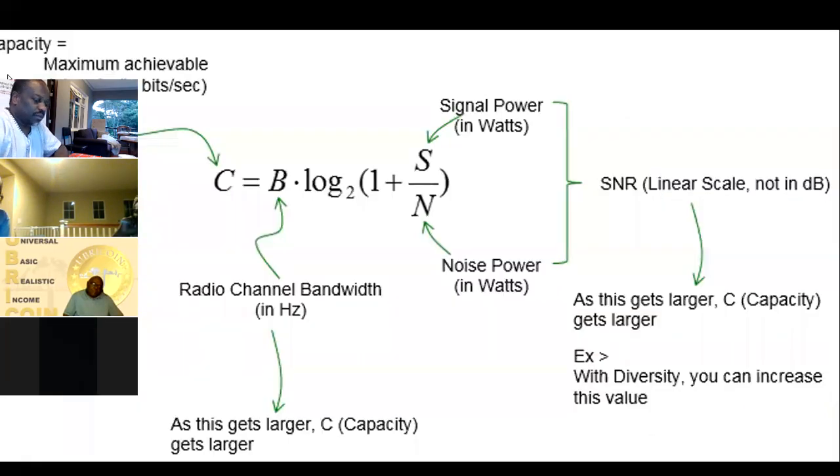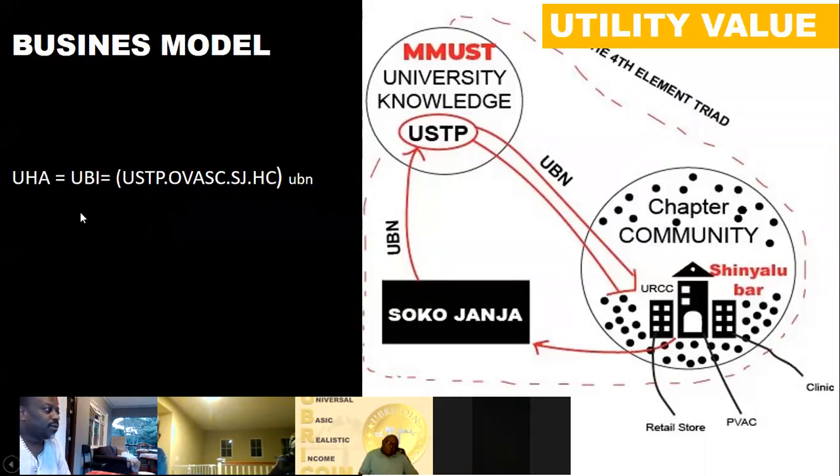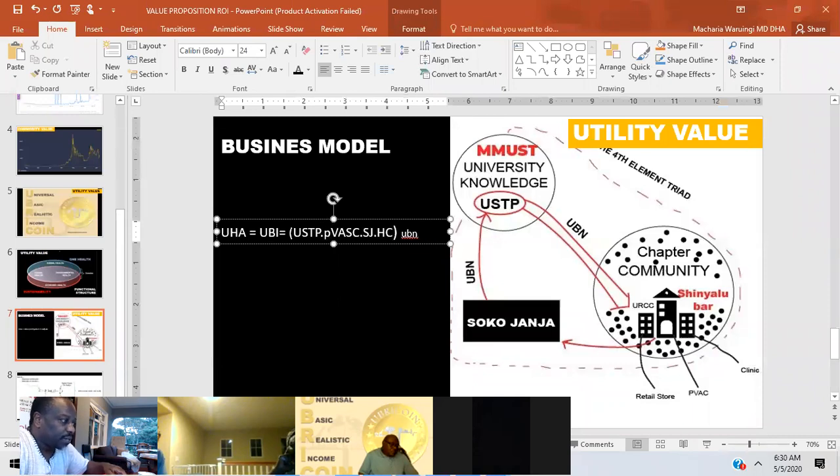Now, before I go to this long equation here, I want to move this window here. So this is the equation, and you could say this is the basic equation for the business model for Ubrica, that universal health access is equal to universal basic income. That means people having money, but universal basic income does not occur without knowledge from the university. That's called USDP, multiplied by produce value addition center, multiplied by Soko Janja, which is here, multiplied by health clinic, then all raised to the power UBN. So I want you to get this equation in mind. This is the equation.